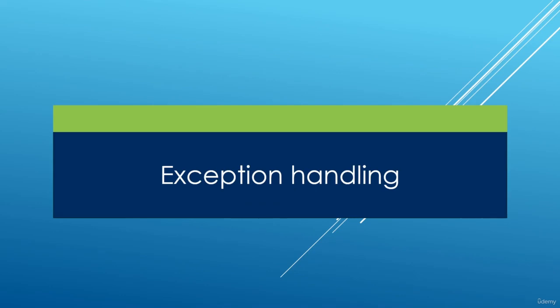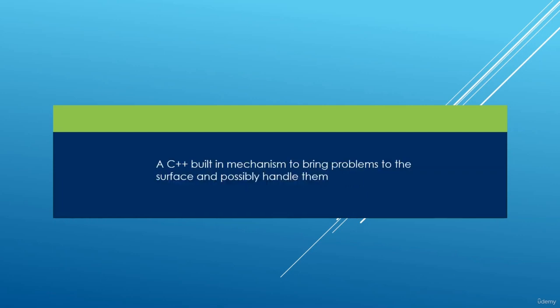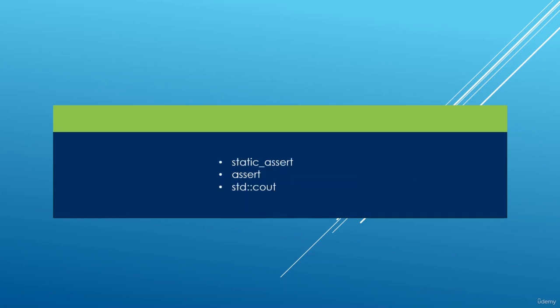I would like to welcome you in this new chapter where we are going to be learning about C++ exceptions. Exceptions are a mechanism we have in C++ to make errors show up on the surface and possibly handle them in any conceivable way.